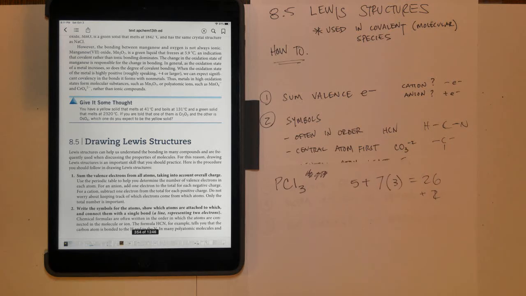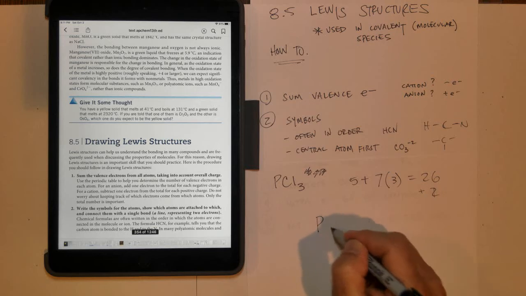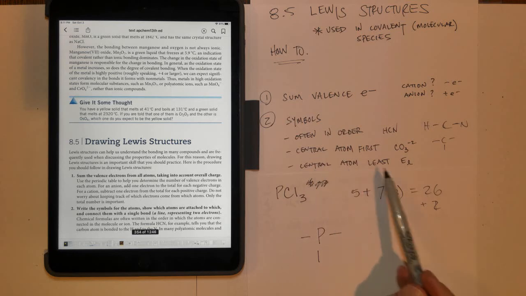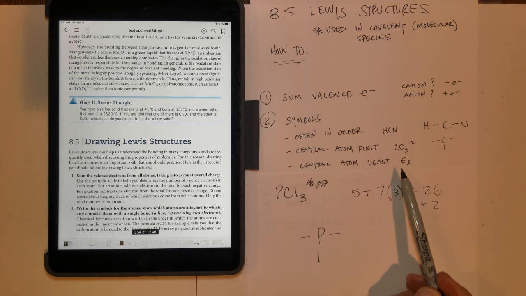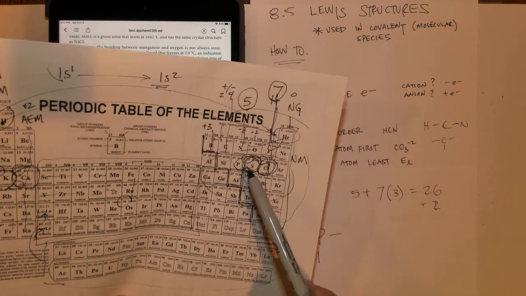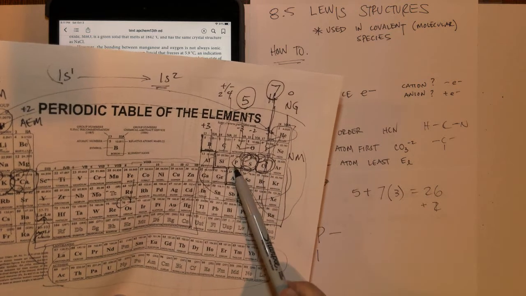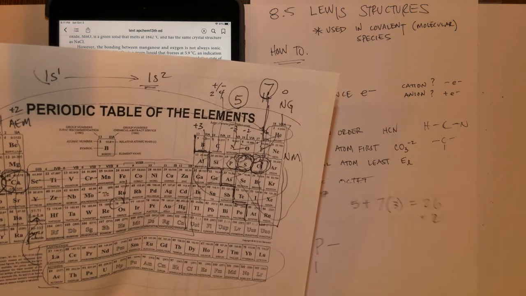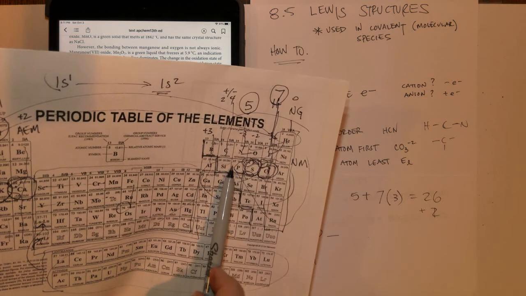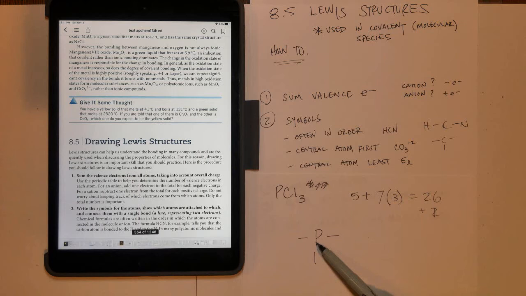In PCl3, it also holds to that. P would go in the middle, and then the Cl's end up going on around the outside. Now, if you're stuck on that, it's generally the rule that the central atom is the least electronegative atom. And you know that electronegativity increases up and to the right. And if you look at chlorine versus phosphorus, chlorine is way further right than phosphorus is. So phosphorus would be our less electronegative atom, and that goes in the central portion.